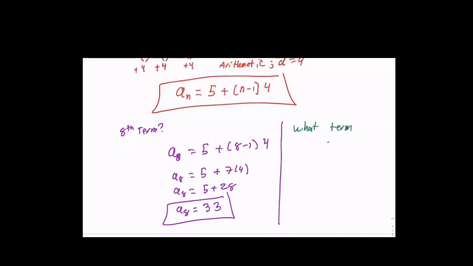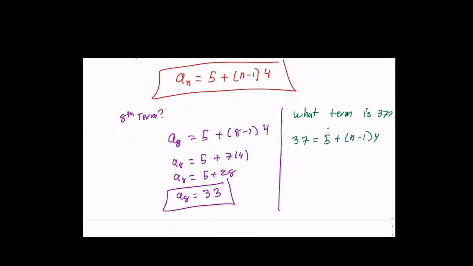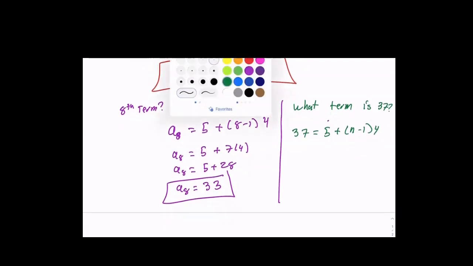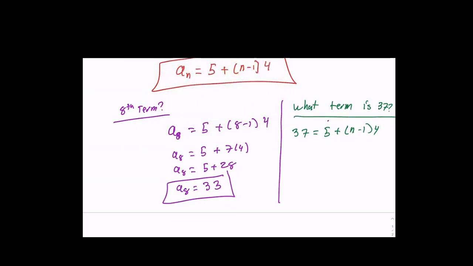So just to show you. We would set 37 equal to 5 plus n minus 1 times 4. That's the difference between this problem over here and this problem over here. Instead of plugging in 8 for n, we substitute 37 for a_n, because that's what the n term means, that's a term. And then we do algebra.